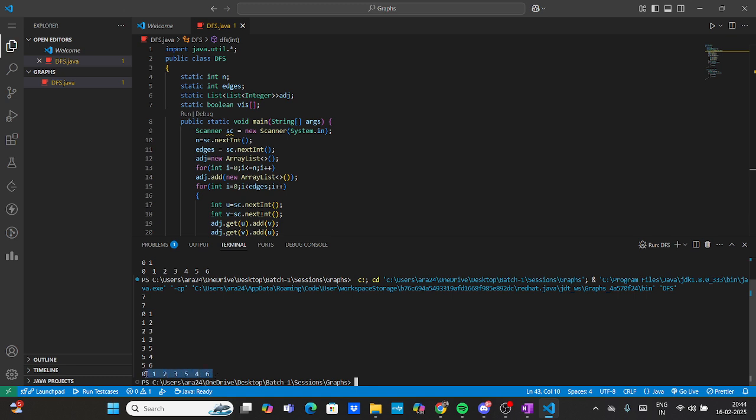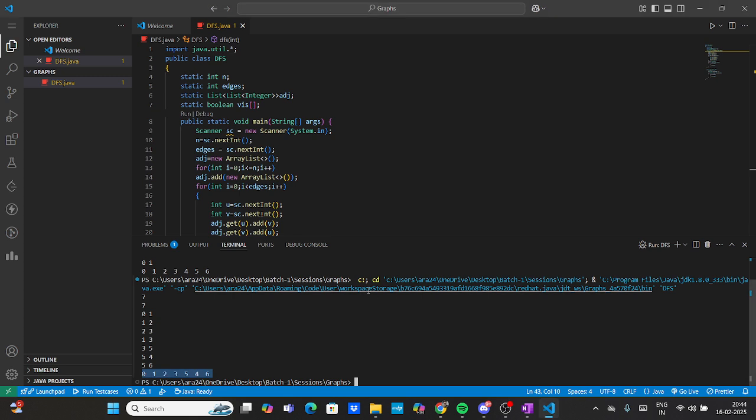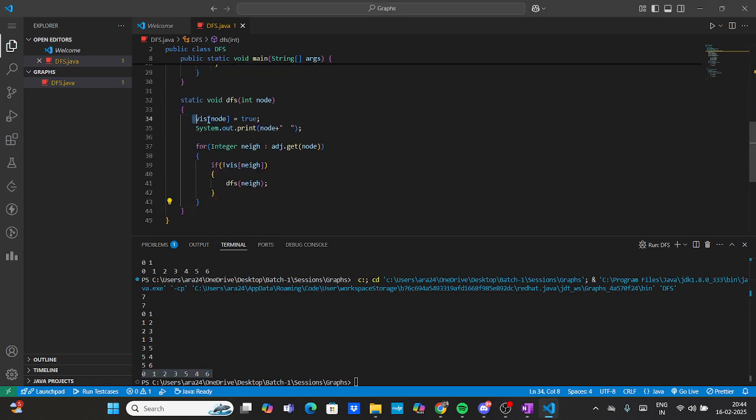Did we get this? What's happening is as soon as you come to 5, this one will be true, right? Visited of 5 equals true, correct? Then we will go to neighbors. Let's say neighbor is 4. Is 4 visited? No. So you will go to DFS of 4. Correct? Got it.